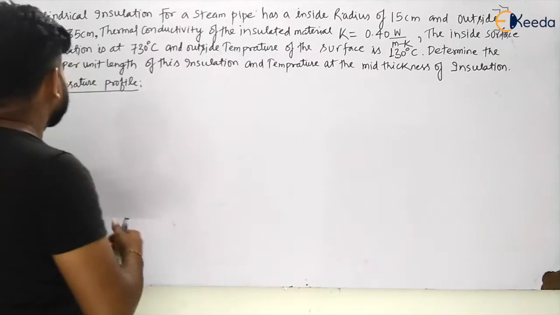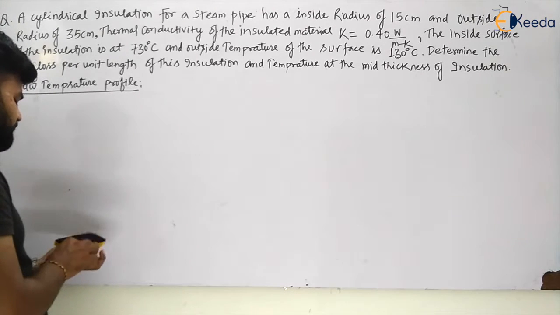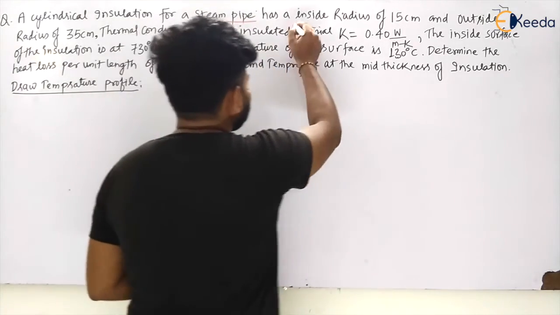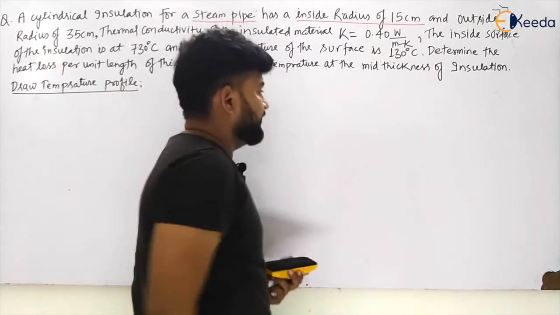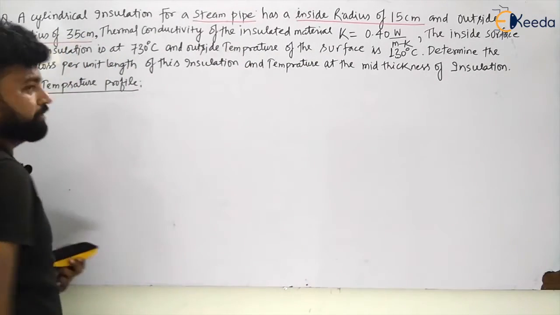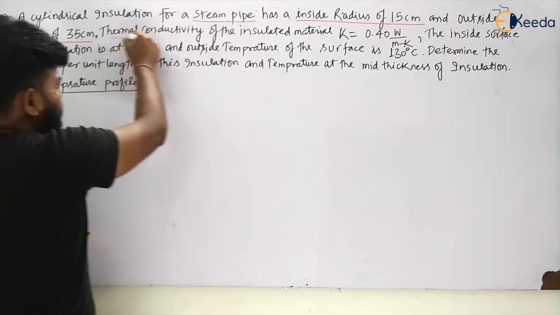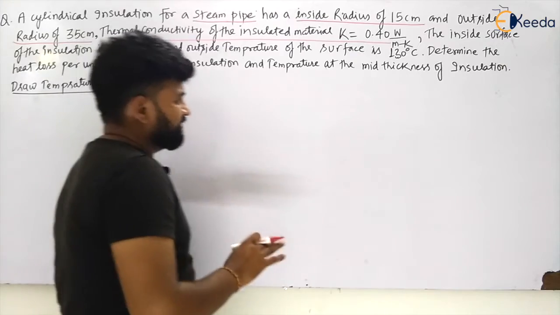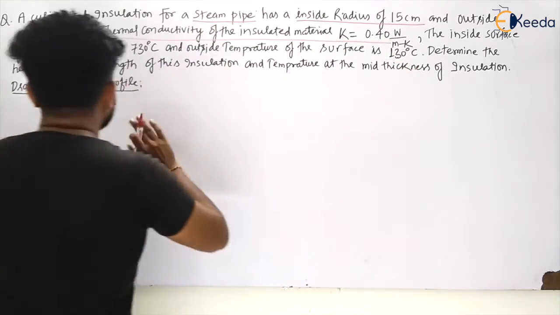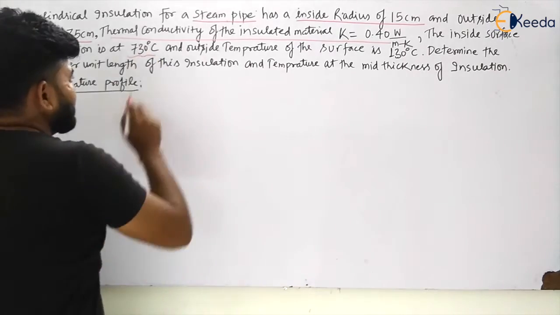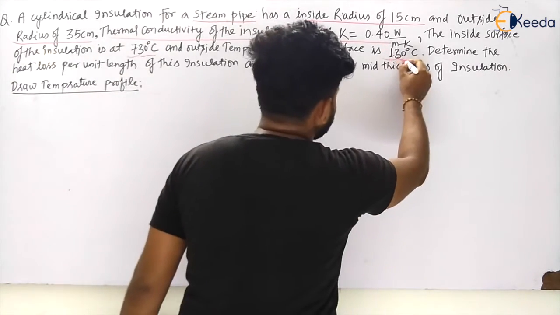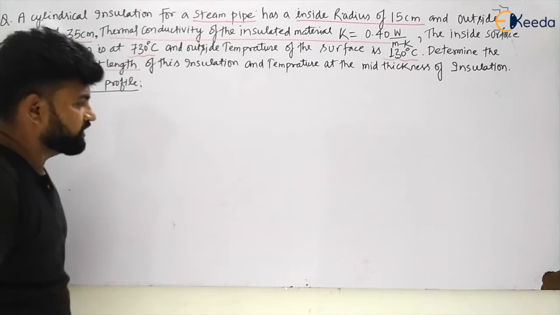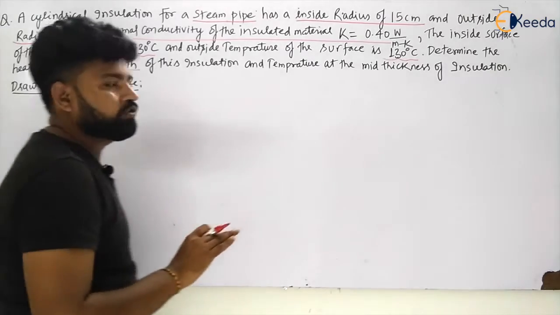A cylindrical insulation for a steam pipe has an inside radius of 15 centimeter and outside radius of 35 centimeter. The thermal conductivity of the insulating material is given to be K is equal to 0.4 watt per meter Kelvin. The inside surface of the insulation is at 730 degrees Celsius and the outside surface temperature is 130 degrees Celsius. Determine the heat loss per unit length of the insulation and the temperature at the mid thickness of insulation.